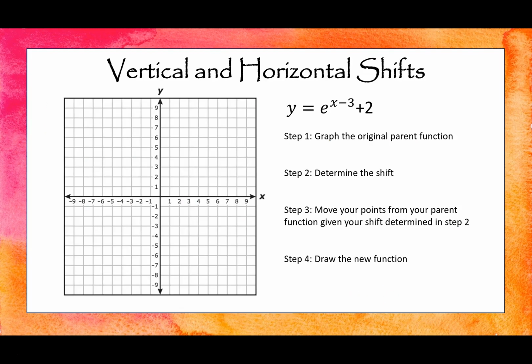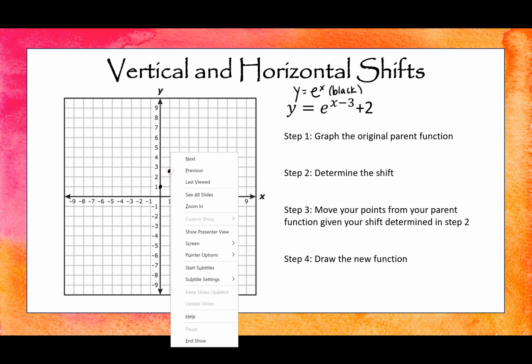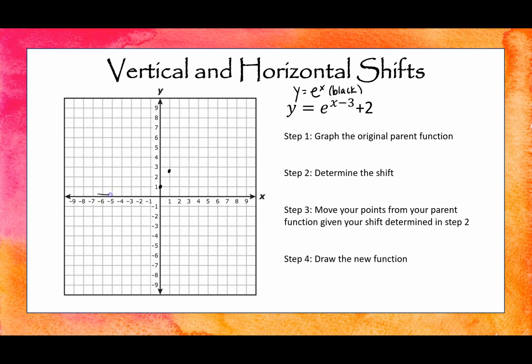So let's go ahead and apply this to a graph that we have studied. We know how to graph e to the x, and I'm going to put my parent function y equals e to the x in black. So graphing that, we've had this on our quiz before. We know e to the 0 is 1, and we also know that when we plug in 1, we get 2.7. So I'm going to put those 2 points there, and I'm going to draw my parent function as best I can.